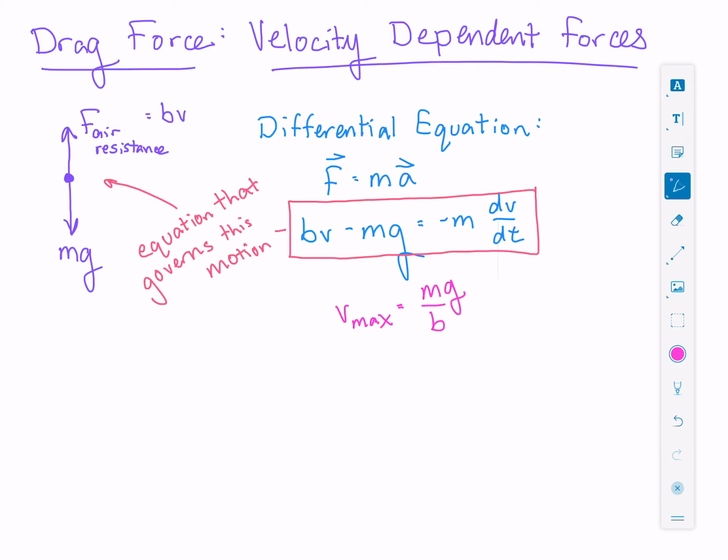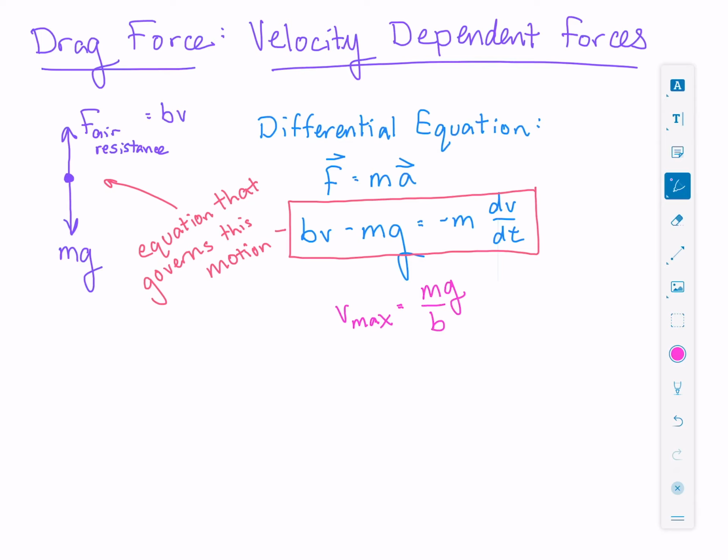Does that make sense? One more time. At t equals 0, my speed is 0. We just dropped that object. As my time increases, my speed is going to increase, and my speed is eventually going to reach a maximum value where my net force is 0, so my upwards drag force, bv, is going to equal my downwards gravity force, mg. Therefore, I'm no longer accelerating, my net force is 0, and my max speed, we could say, is equal to mg over b. Hopefully that makes sense conceptually.